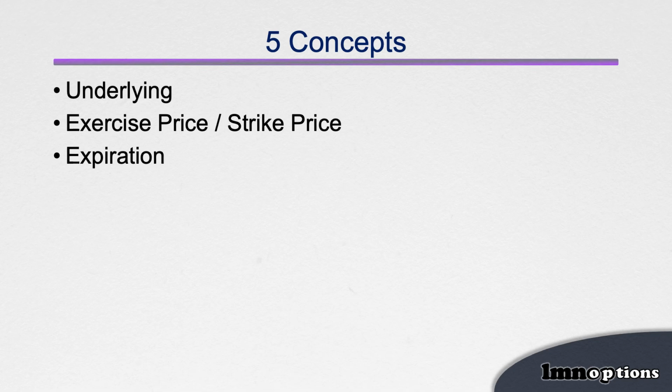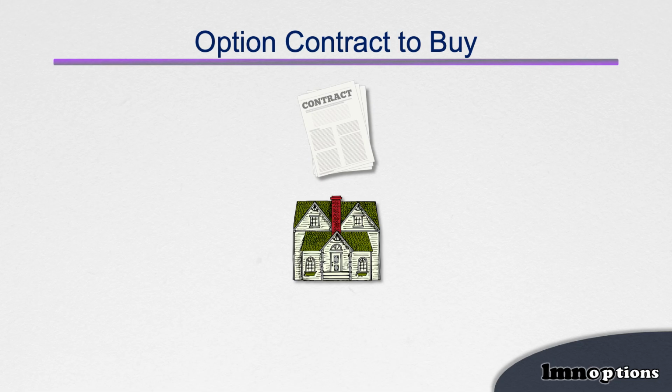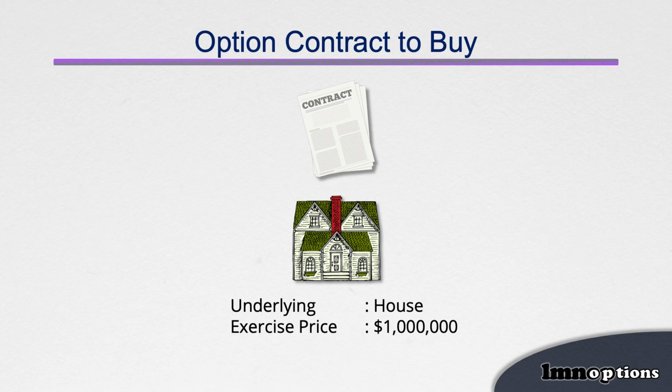So let's explore an option contract to buy something. So what is this contract about? Let's say it's a house. So the underlying is the house. Let's say the transaction price of the house is $1 million. And this contract will be valid for 2 years.